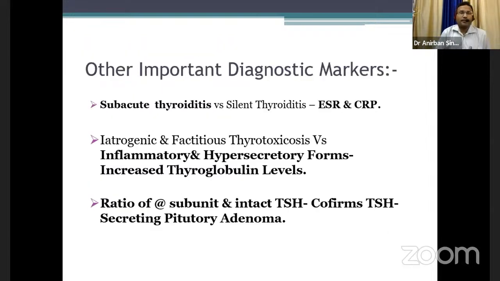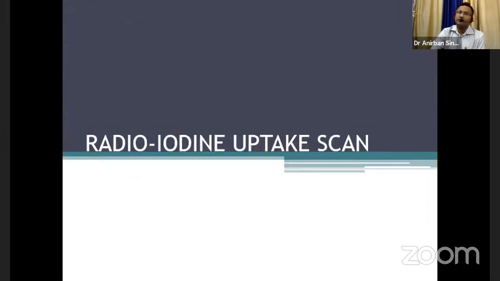Other important diagnostic markers include ESR and CRP, which are elevated in thyroiditis. Inflammatory markers are also increased in thyrotoxicosis, and the ratio, with some infections, is very common, so we do it regularly.